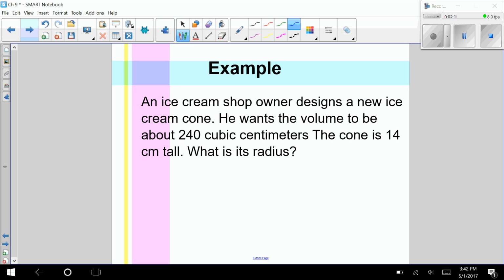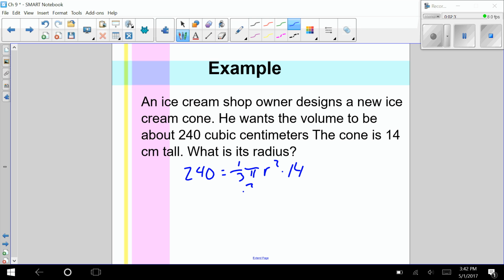Now, an ice cream shop owner wants to design a new ice cream cone. He wants the volume to be about 240 cubic centimeters, and it's 14 centimeters tall. We need to find the radius. So we're going to plug in what we know. 240 equals 1/3 pi r squared times my height, which is 14. And we need to solve for r.